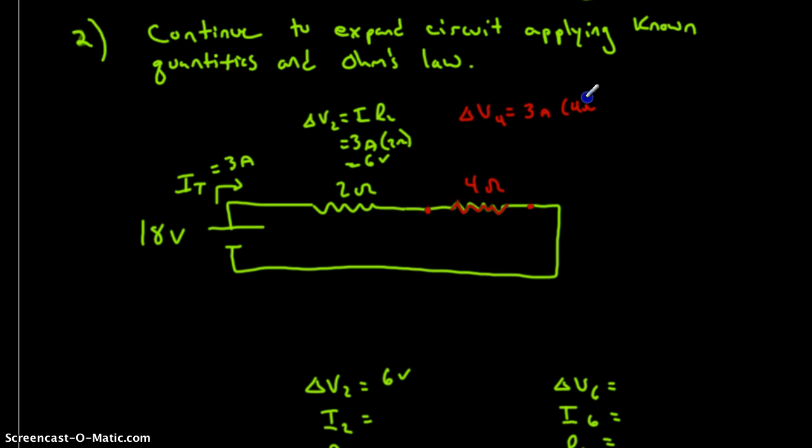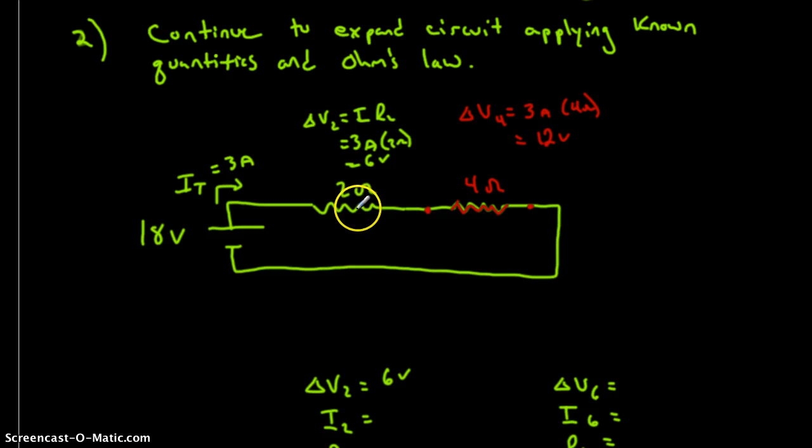It's 4 ohms, so this gives us 12 volts dropped across the 4 ohm resistor. Or you could have taken 18 volts minus the 6 volts, and that would have also given you 12 volts. Remember, that's a statement of the conservation of energy as we would come through here. If we're going to start with 18 volts, drop 6 volts here, we know that we're left with 12 volts to be dropped across the 4 ohm resistor.